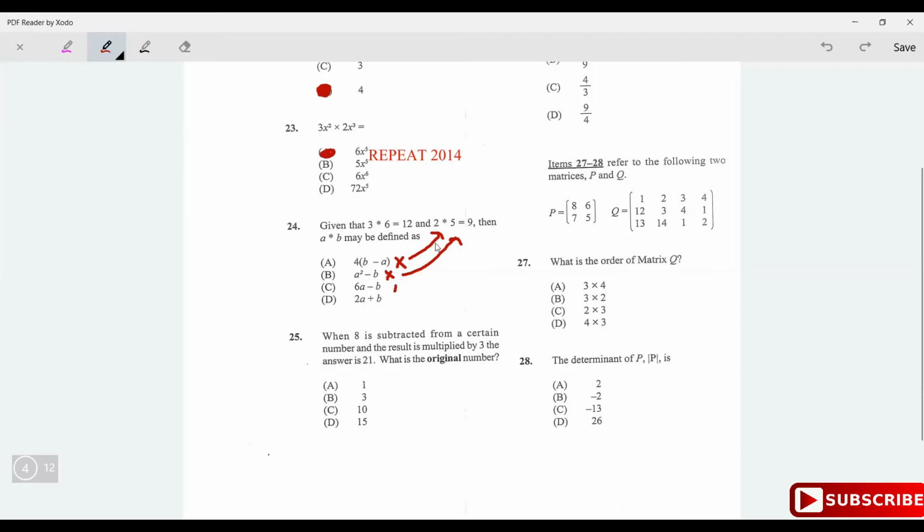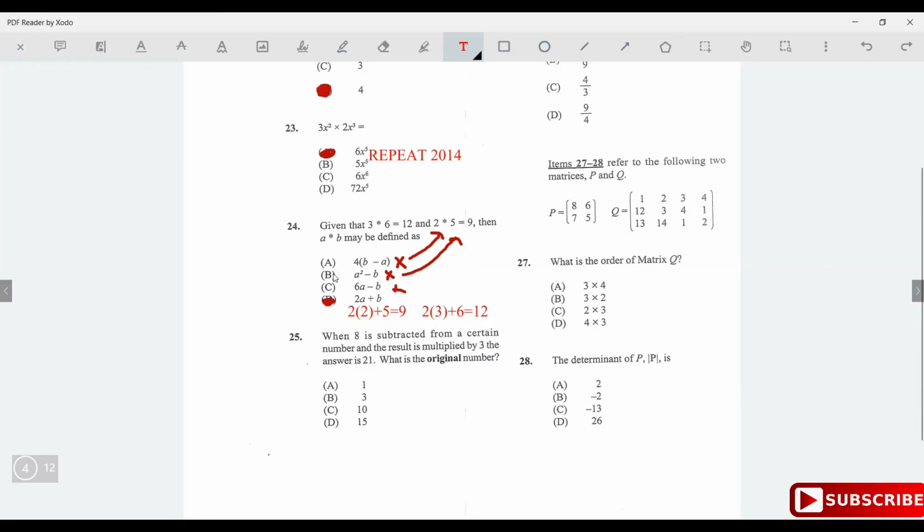Let's check the last one. 2 times 2 is 4, plus 5 is 9. This one is it. 2A plus B. Because as we can see, 2 times 2 plus 5 gives us 9, and it also works for 2 times 3 plus 6, which gives us 12. So both are satisfied. Nice.